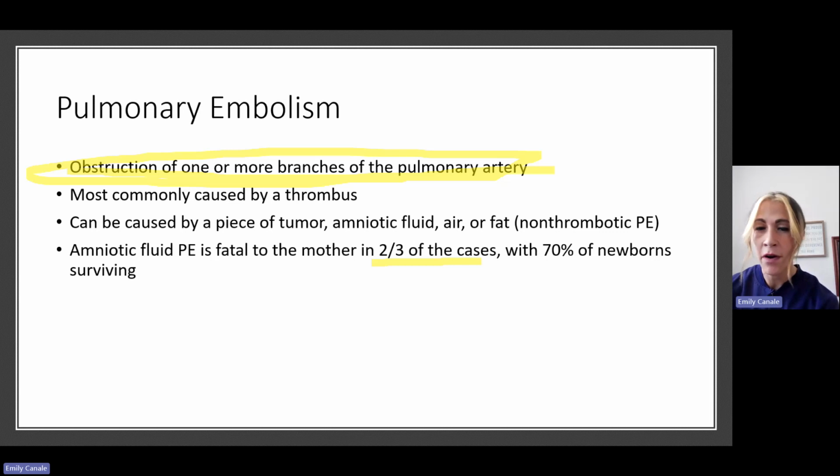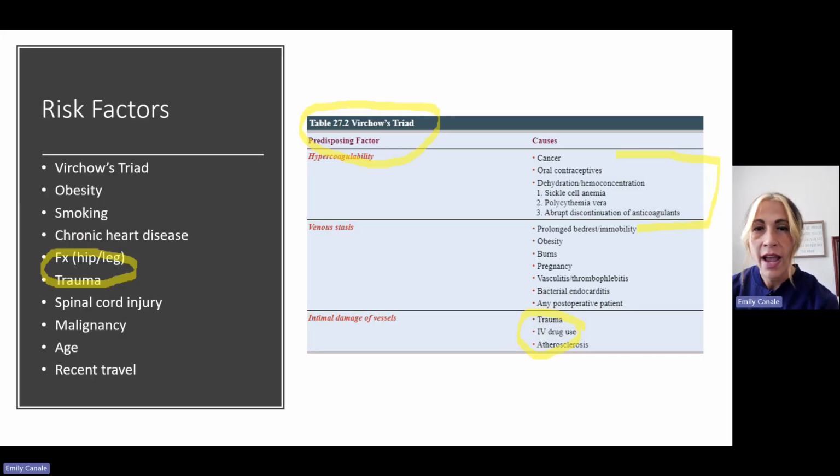You also can remember, here we have Virchow's triad. So it has the three predisposing factors that are listed here: the hypercoagulability, venous stasis, and the intimal damage of the vessels. That is known as Virchow's triad, which is definitely a risk factor, but the most common cause of a DVT is that prolonged immobility.